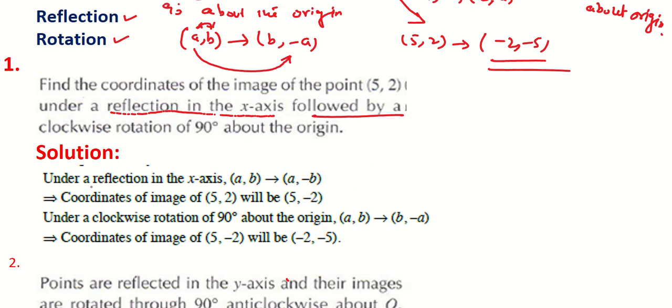So first we have a reflection in the x-axis. We change (a, b) into (a, -b). The question point is (5, 2), now changed into (5, -2). That is the reflection in the x-axis. Now after the reflection, we apply the rotation of 90 degrees about the origin, and we have (-2, -5). We use this formula for reflection in the x-axis, and this formula for rotation clockwise about the origin.